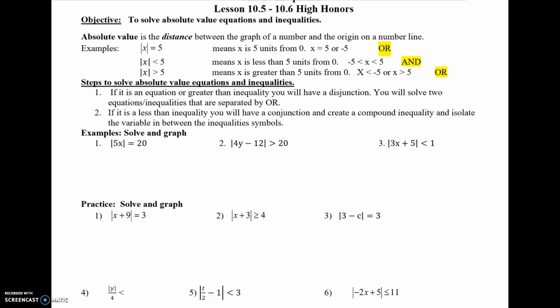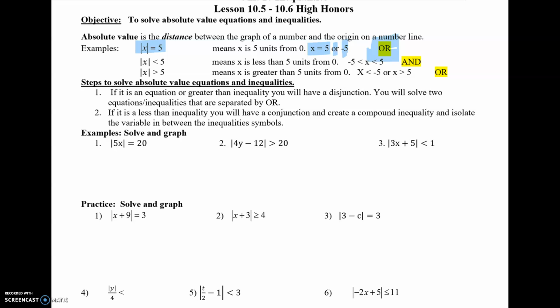For example, when we have the absolute value of x equals 5, what can we put into that makes that true? What is 5 units from 0, the origin? Both 5 and -5 are. So this is an OR statement because it says x equals 5 or x equals -5. Anytime you have an equation, an equal, it's an OR.